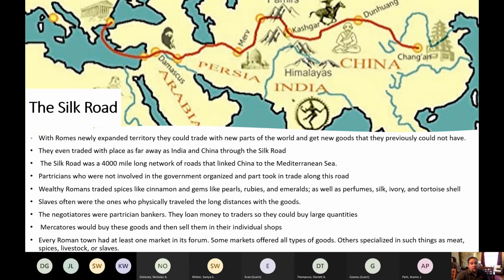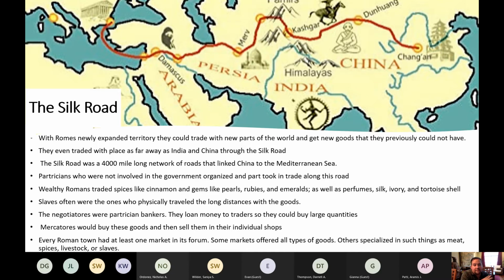So the Silk Road is a very long overland trail or road that connects ancient Rome and Greece all the way to China. With Rome's newly expanded territory, they could trade with new parts of the world and get new goods that they previously did not have. They even traded with places far away like India and China through the Silk Road. The Silk Road was 4,000 miles long, and it linked China and the Mediterranean Sea.